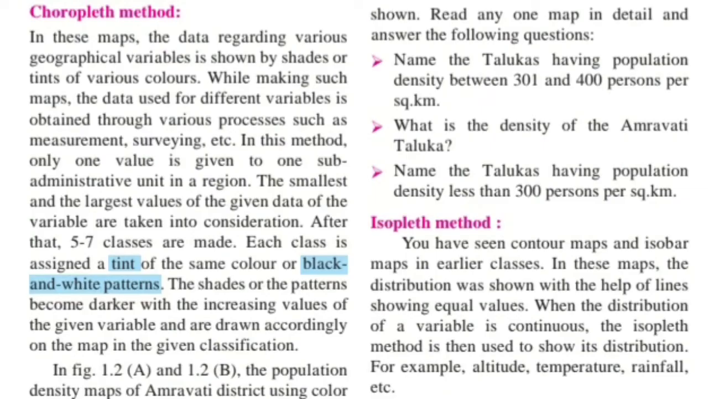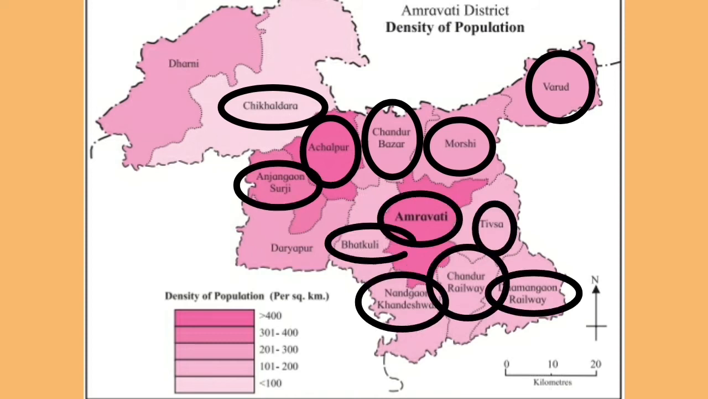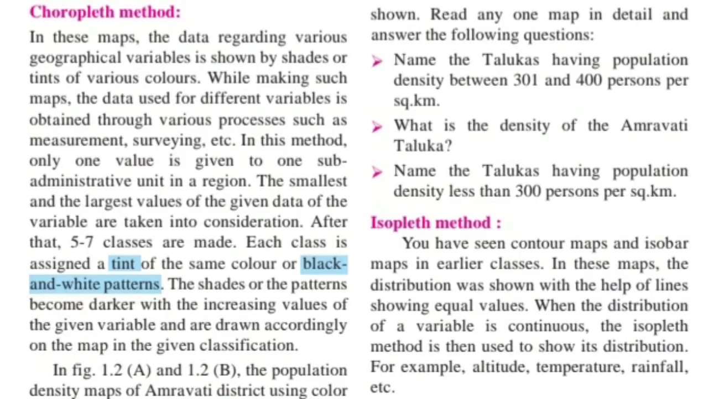Now data is obtained from measurement and surveying. These are two, and there are more techniques of course for gaining data for a Choropleth map. Only one value is given in a sub-administrative region. Like we distribute a map into sub-administrative regions. For example, if we take a district, we have talukas. These are the sub-administrative areas of a district. Then we see how we differentiate the classes.